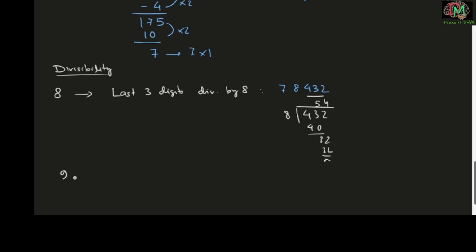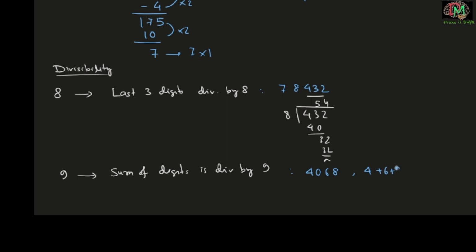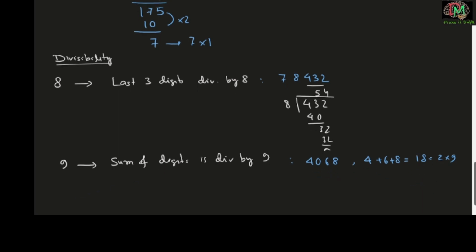Next we learn the divisibility of 9. If the sum of all the digits is divisible by 9, you can say it is divisible by 9. So it is the same rule as divisibility of 3. Okay, let's take one example, 4068. If we add all the digits, we get 18. So 18 is divisible by 9. So you can say that this number 4068 is divisible by 9.